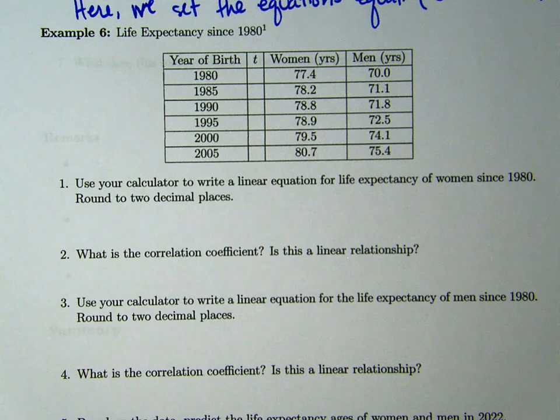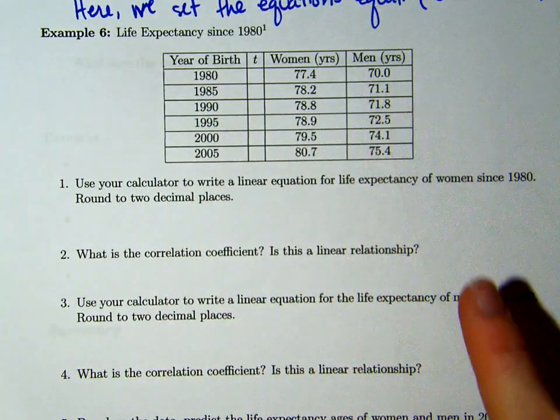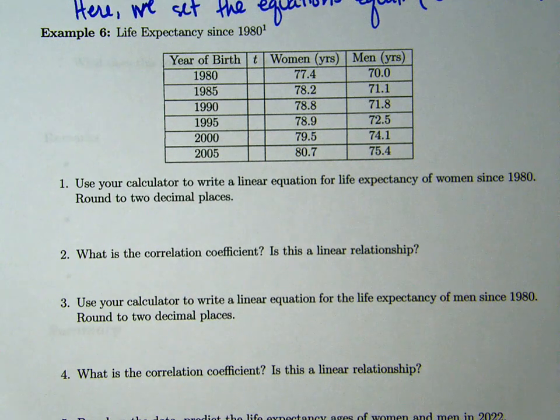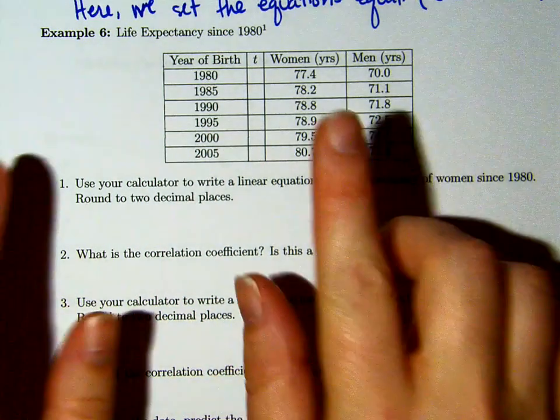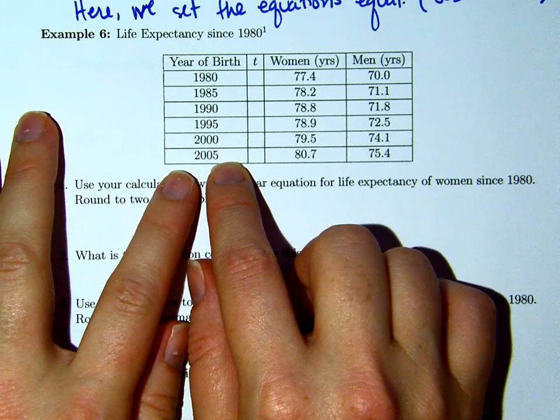Let's see an example of a system where we actually have real data. So, life expectancy since 1980. Now, I assume there's going to be a huge dip in life expectancy since COVID. It is going to drop the average lifespan significantly. So I'm interested to see what kind of life expectancy dip it takes for this. Anyway, we have some data from 1980 to 2005, and I think it's worth looking at.